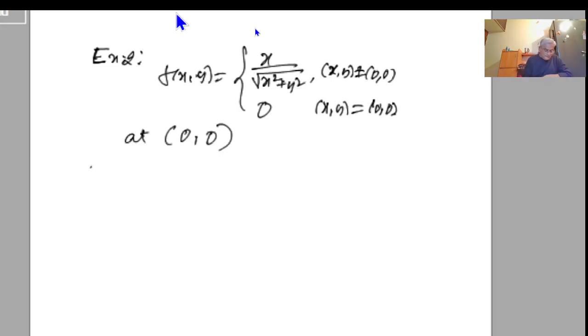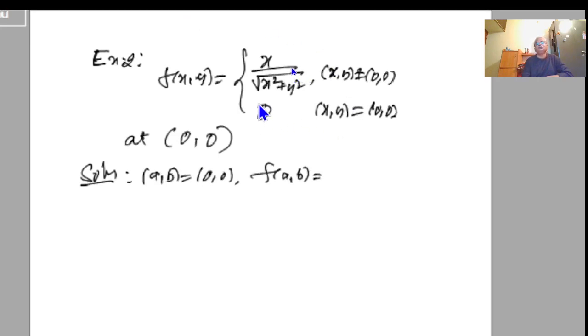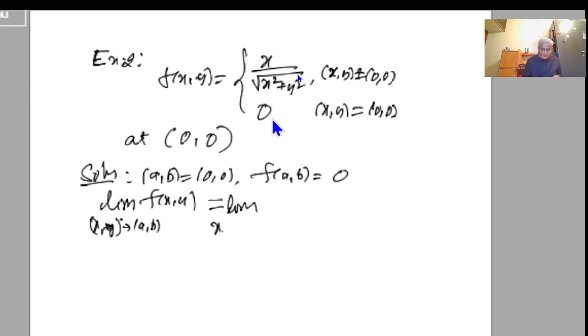Okay. So first, here a, b is nothing but 0, 0, and f of a, b is given here. f of a, b is nothing but 0. And next, the limit of f of x comma y as x comma y tends to a comma b is equal to the limit as x comma y tends to 0, 0, where f of x, y is x divided by root of x square plus y square.